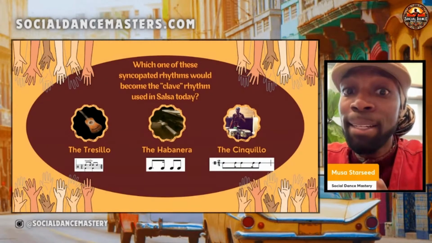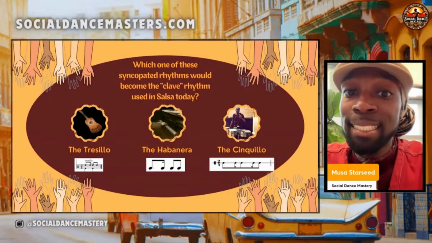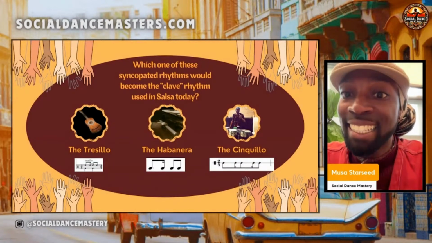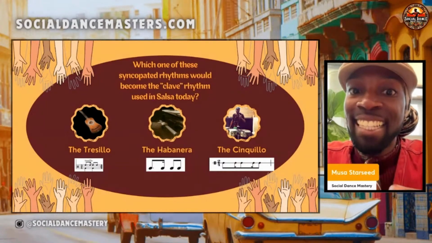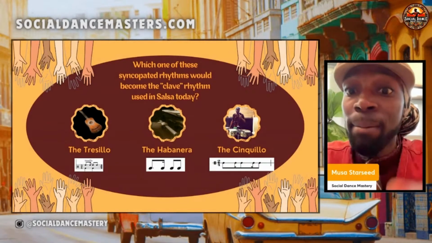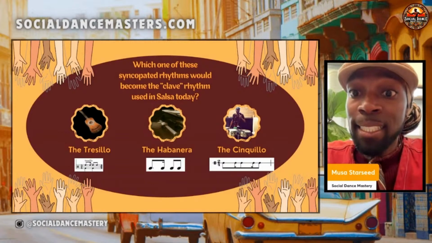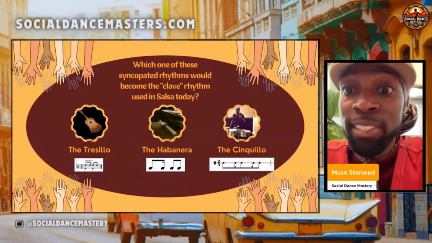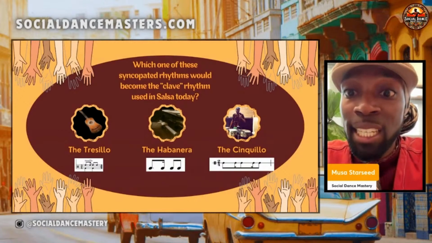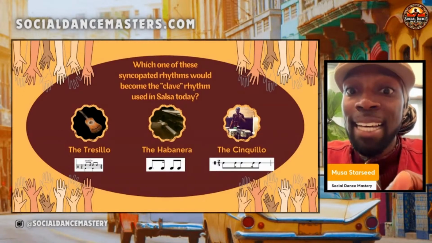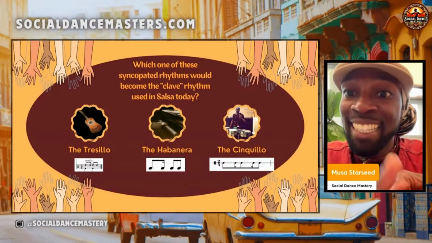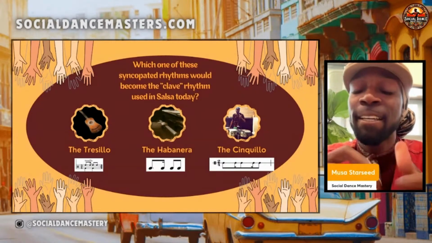Then you have the habanera rhythm, which sounds like this: da da da da da da da da da da. This is the habanera rhythm. The habanera rhythm would actually become the rhythm of tango in Argentina later on. Then we have the cinquillo rhythm, which sounds like this: da da da da da da da da da da.